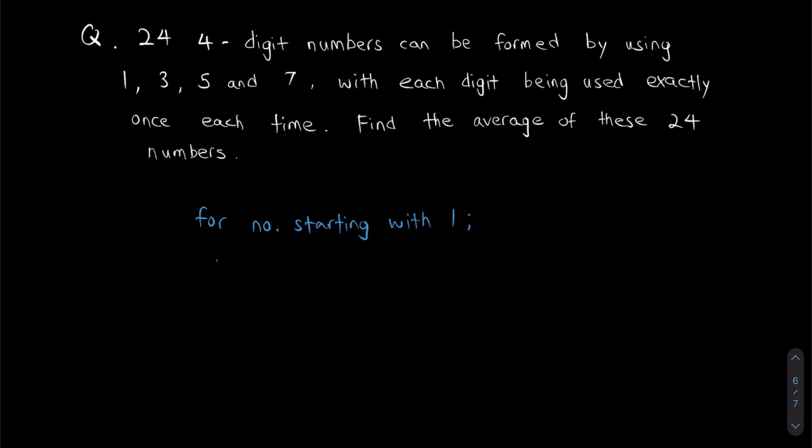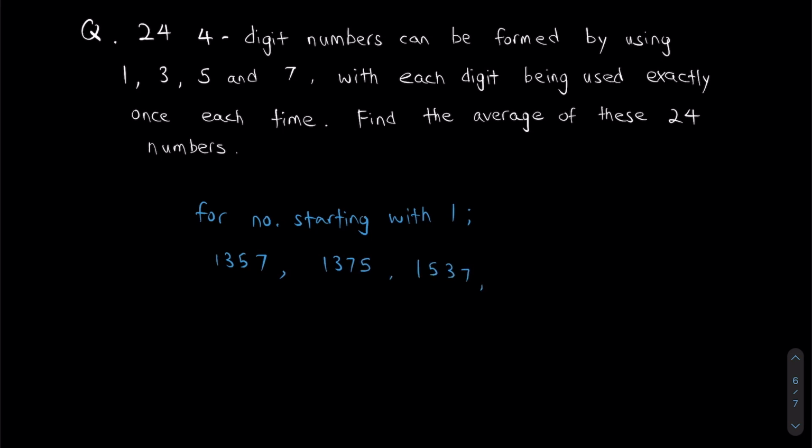There are actually 6 different numbers. And these are the numbers: 1357, 1375, 1537, 1573, 1735, 1753. So you can imagine, for numbers starting with 3, there's also going to be 6 numbers. Numbers starting with 5, 6 numbers, and numbers starting with 7, 6 numbers. So they are nicely divided into 4 little groups like this.